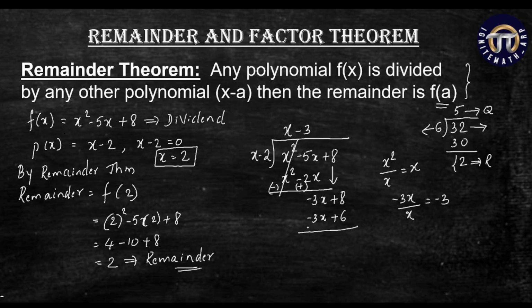So I am supposed to change the sign over here. After changing the sign, these two will get cancelled. Plus 8 minus 6 is 2. That is our remainder. See, you can cross check, children.